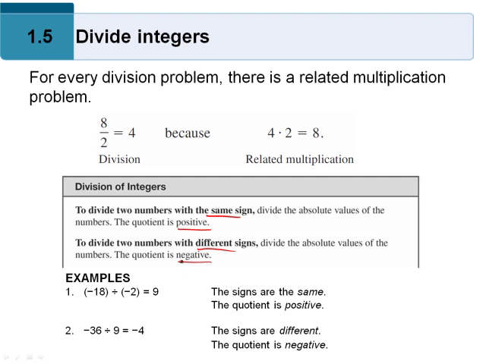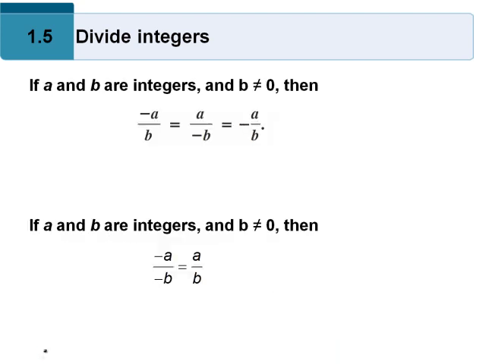So here are some examples underneath here. Negative 18 divided by negative 2, the signs are the same, so the answer is a positive 9. Okay, so you get a positive answer there. Negative 36 divided by 9, the signs are different, so the answer is going to be negative 4. All right, so now here's something you need to see.